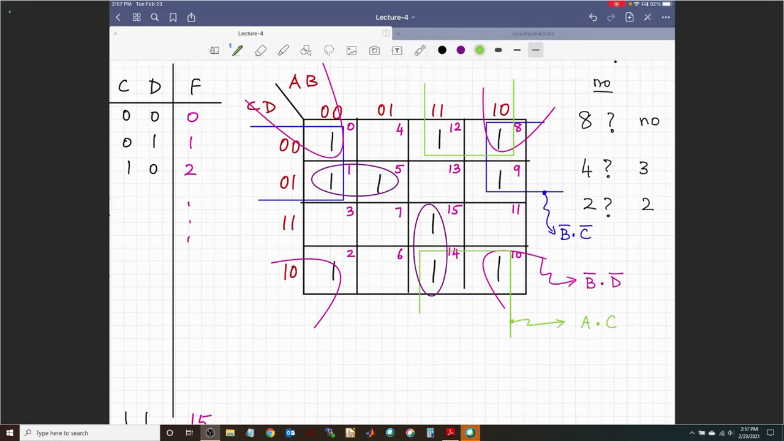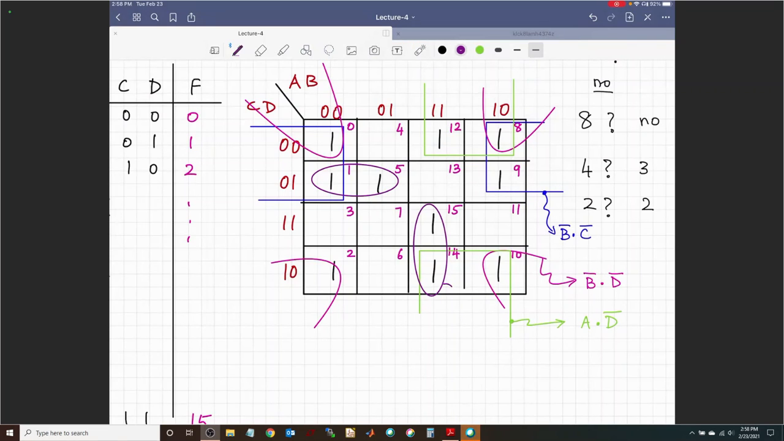Did I do that right? A and, oh no, not C. D complement. Right? D is 0 here, D is also 0 there. D complement, yes. Let's see, what else? We got the 4s. Now let's go to the 2s in purple.